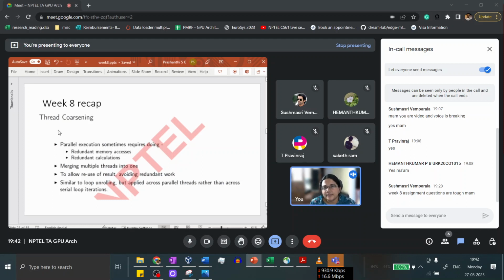Now we are talking about something else called coarsening, right? What is coarsening? As part of parallel execution, sometimes what happens is we do some redundant calculations or memory accesses. So to avoid this, we merge multiple threads into one. That is called thread coarsening. Why do we do this? Because we can reuse the results that we get. We can avoid redundant work. And this is similar to the loop unrolling idea that we had seen earlier. But here it happens across parallel threads rather than across loop iterations.